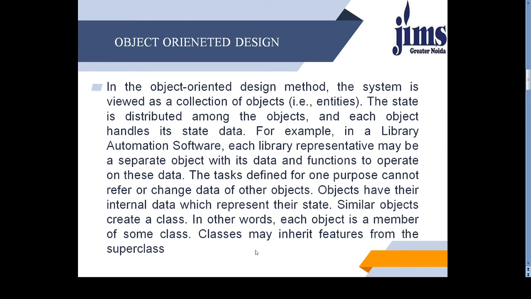In this object-oriented design method, the system is viewed as a collection of objects, that is, entities. The state is distributed among the objects and each object handles its own state data. For example, in a library automation system, each library representative may be a separate object with its data and functions to operate on these data. The task defined for one purpose cannot refer to or change data of the other object.